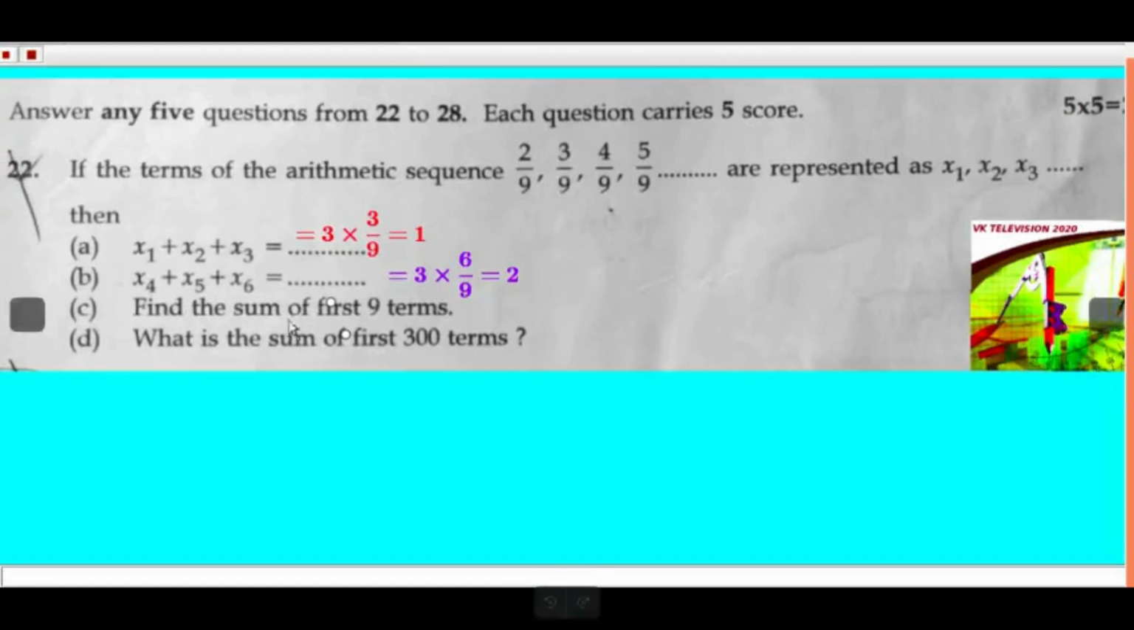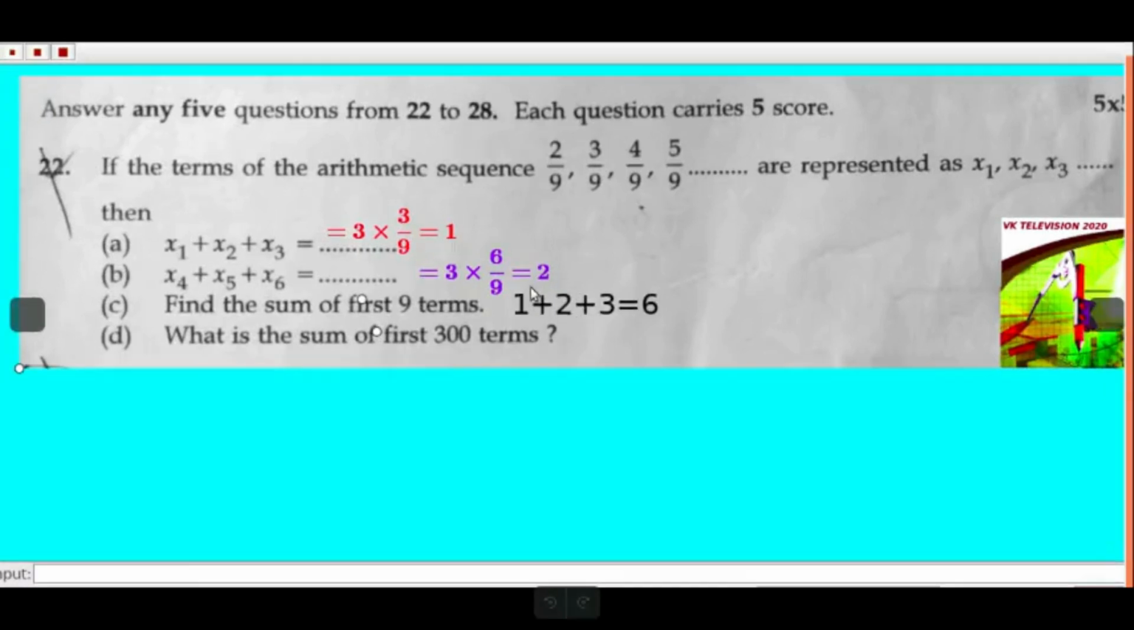Find the sum of the first 9 terms. Sum of the first 3 terms is equal to 1. Sum of the next 3 terms is equal to 2. Then sum of the next 3 terms, that is 7 by 9 onwards, is equal to 3. So sum is equal to 1 plus 2 plus 3, which is equal to 6.